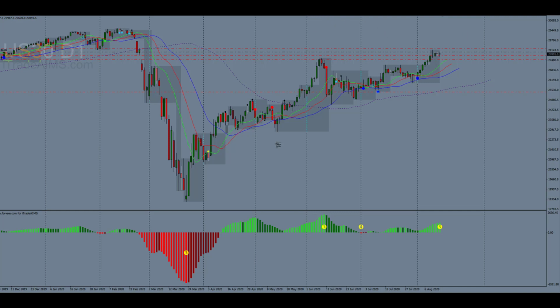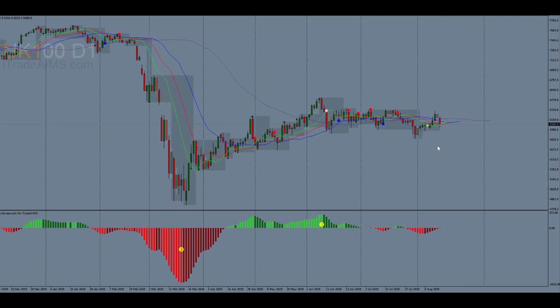Right now you have a pretty clear wave going on. You have a 3 up, 4 down, and target zone 1 is still far away. So this can go to 28,700 if it breaks out above those levels.